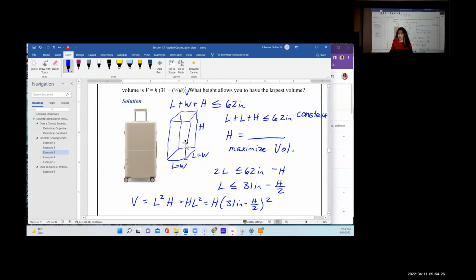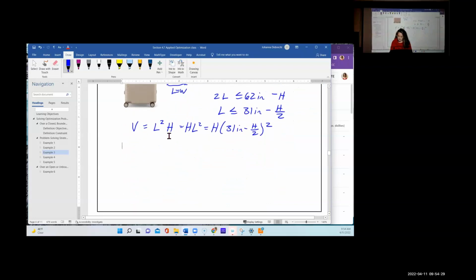Okay. So now what I'm looking for is, kind of nasty, but I need to multiply that out because I have to find the critical points. So I'm going to multiply this out first since it's a lot of work to do. So 31 squared, I think it's 961. Somebody check. 961 square inches. And then if I multiply these together, I get negative 31 inches H over 2, and I double it. So negative 31 inches H, I think, is what I get in the middle.